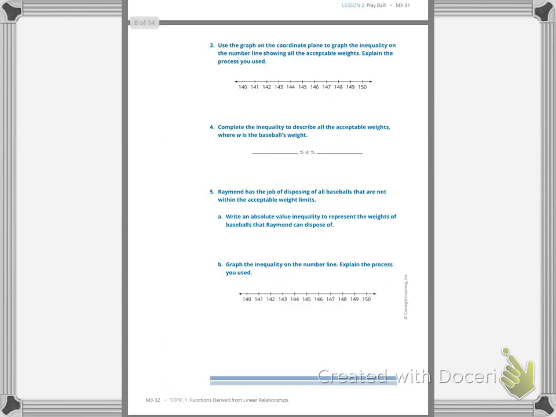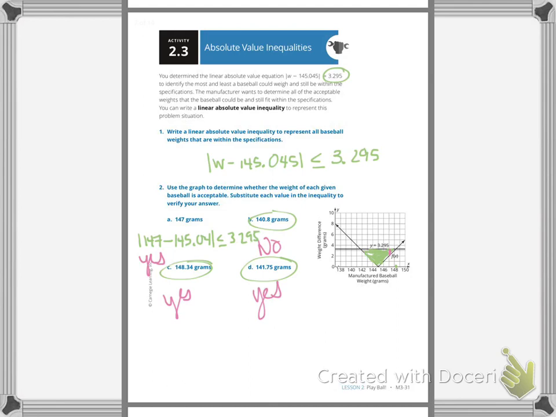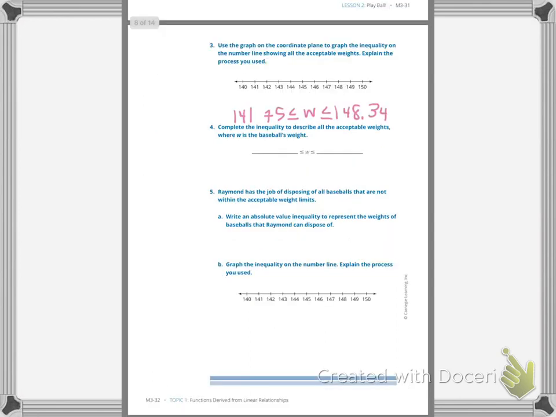Okay, so it says use the graph on the coordinate plane to graph the inequalities in the number line showing all the acceptable weights. Okay, so on the original, we said it would go from 140 to 1.75 to 148.34, or you're just going to add the 3.295 to this and then subtract it to get your parameters again. Okay, and then we're just going to graph them on here.